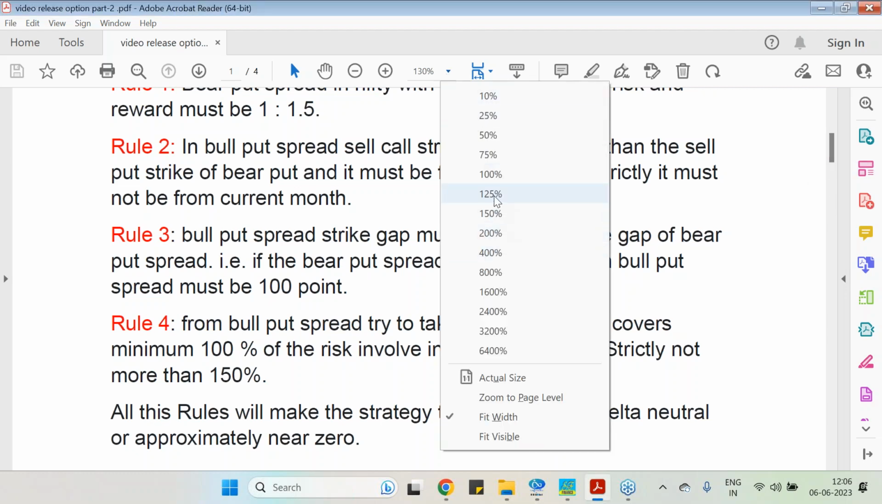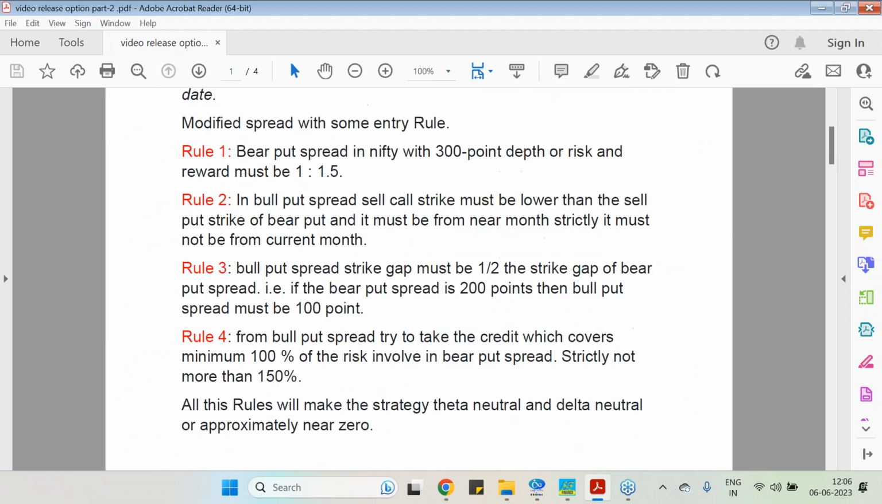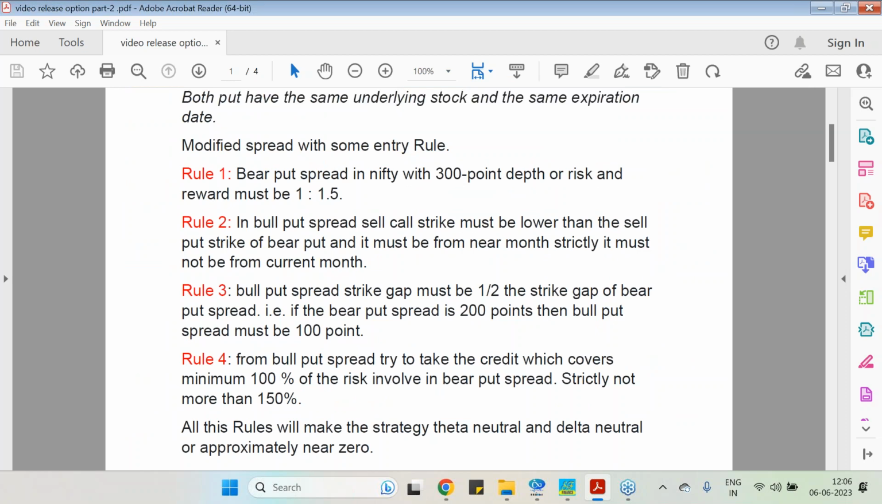So here you can say that the rule we made for the bull call spread and bear call spread, that same thing we cannot utilize in this. So here, first rule modification: bear put spread in Nifty should be 300 points, or more than that you can take, and it should be a 1 to 1.5 risk reward. Yesterday it was 1:1.